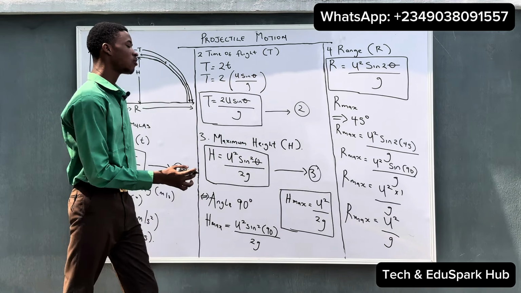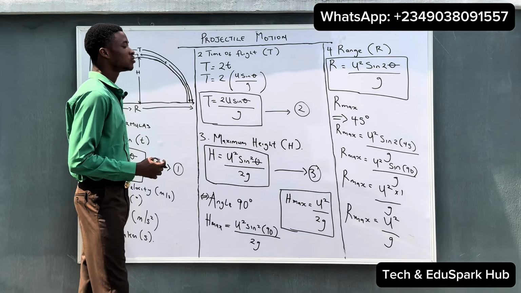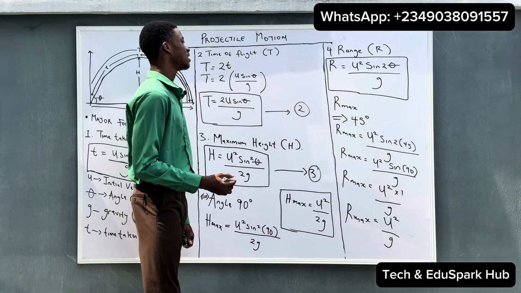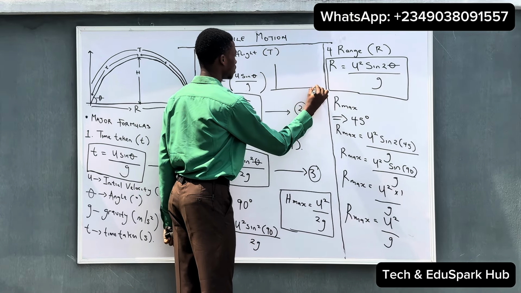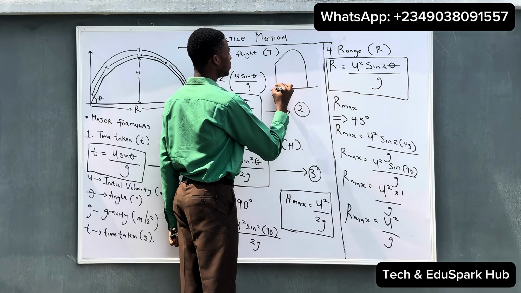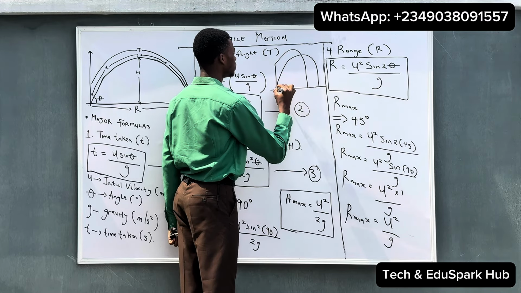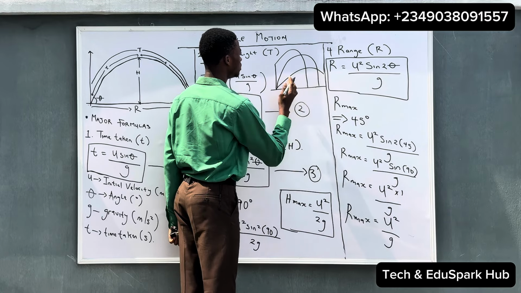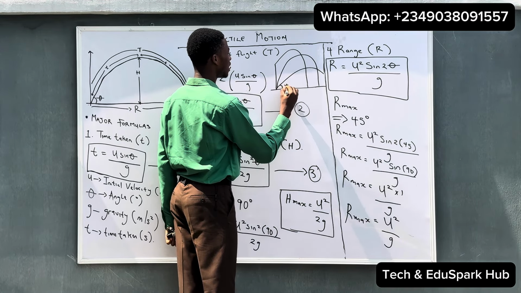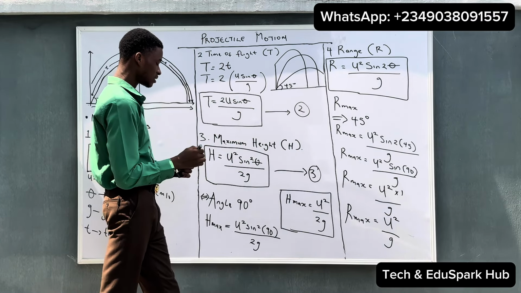So this is the formula for R max if they don't give you the angle and they ask you to calculate the maximum range. For a body to cover the maximum range, it must be projected at an angle of 45 degrees. Let's say this is our point of projection. If the body is projected at 90 degrees, it will only go up and not cover the maximum range. If projected at 60 degrees, it still will not cover the maximum range. But at 45 degrees, it will, because it is at the midline between 90 degrees and the horizontal ground.